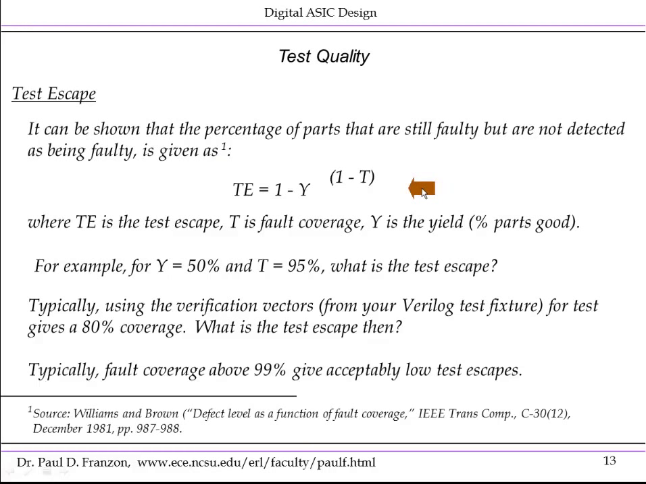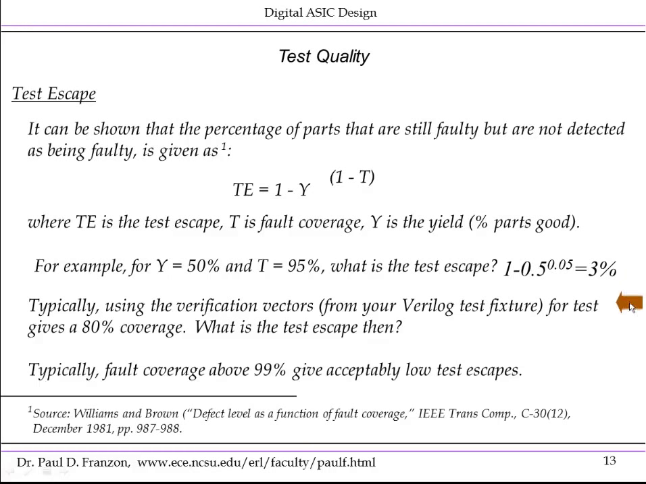This can be calculated by this equation here. Test escape is 1 minus the yield raised to 1 minus the test coverage. T is the fault coverage. Y is the yield. That is the percentage of parts that are actually good. So for example, if the yield is 50%, which is kind of low, it's typically higher than that, and the test coverage is 95%, what is the test escape? We apply this equation and it works out to 3%, which is pretty high. 3% of the parts going to the factory are still defective and you haven't detected that.